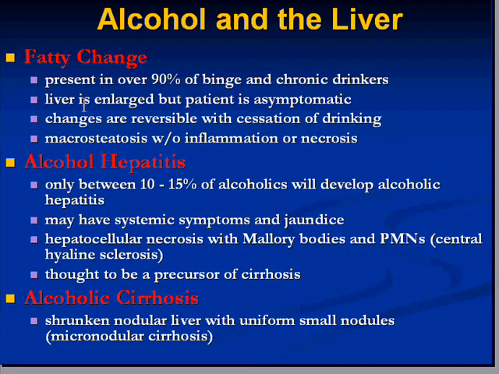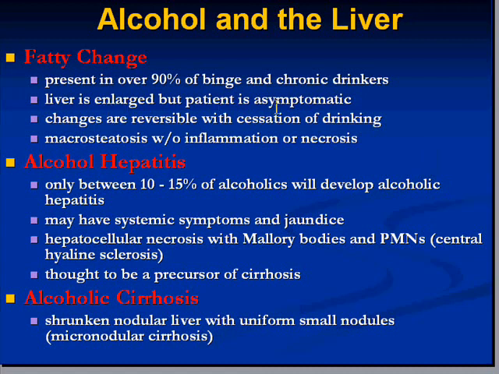So let's talk about mechanisms by which alcohol produces increased fat. There's a whole wide variety of them. And then we'll talk about the inflammatory changes, generally called alcoholic hepatitis, which can progress into downright alcoholic cirrhosis. So in fatty change, we have increased fat in over 90% of binge drinkers as well as chronic drinkers. Of course, fat is also increased in the liver with diabetes and obesity, but alcohol is one of the 3 big common causes. Because the fat is increased, the liver is generally enlarged.